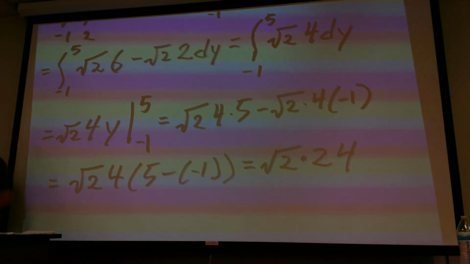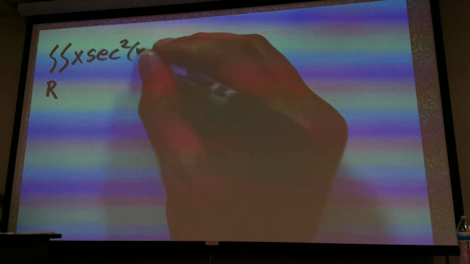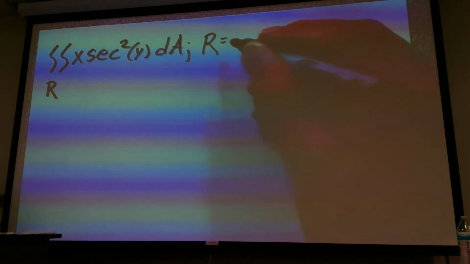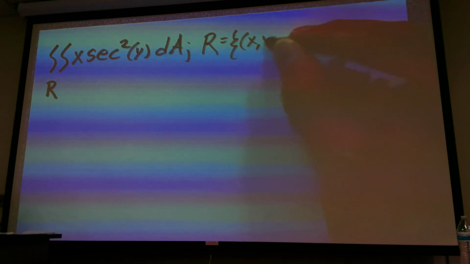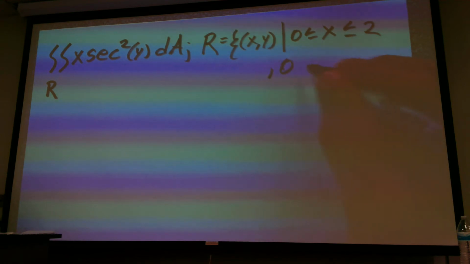Okay, so let's try another one. Okay. So instead of a constant, let's actually have a function. And so let's say we had the double integral across R of x times secant squared of y dA, and let's let R, semicolon to separate this, equal the x, y values such that 0 is less than or equal to x, which is less than or equal to 2. I've got to run out of room here, so just put a comma, and 0 is less than or equal to y, which is less than or equal to pi divided by 4.